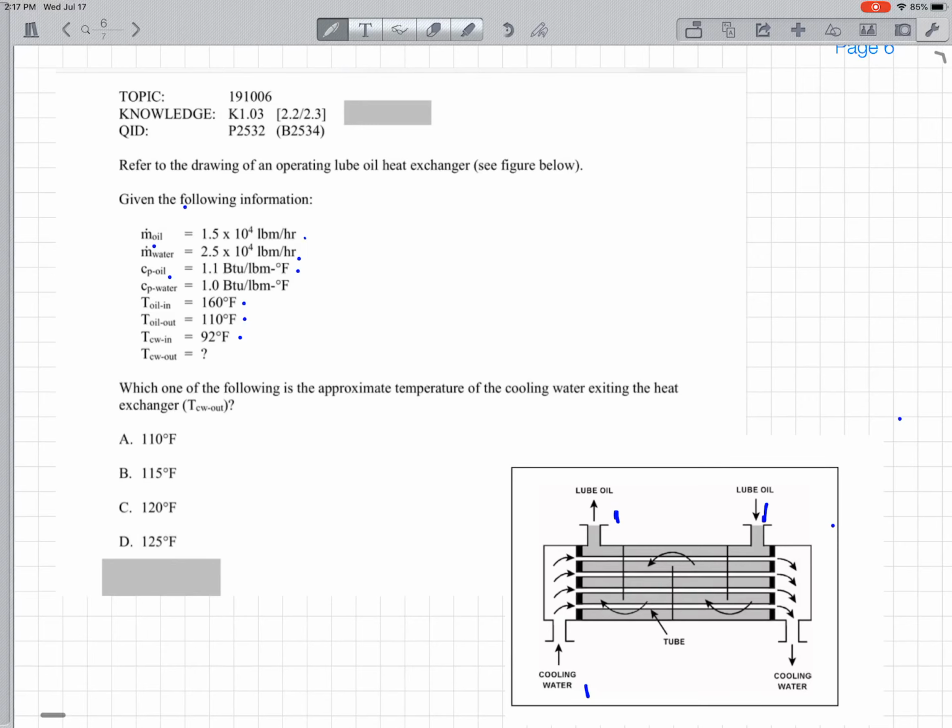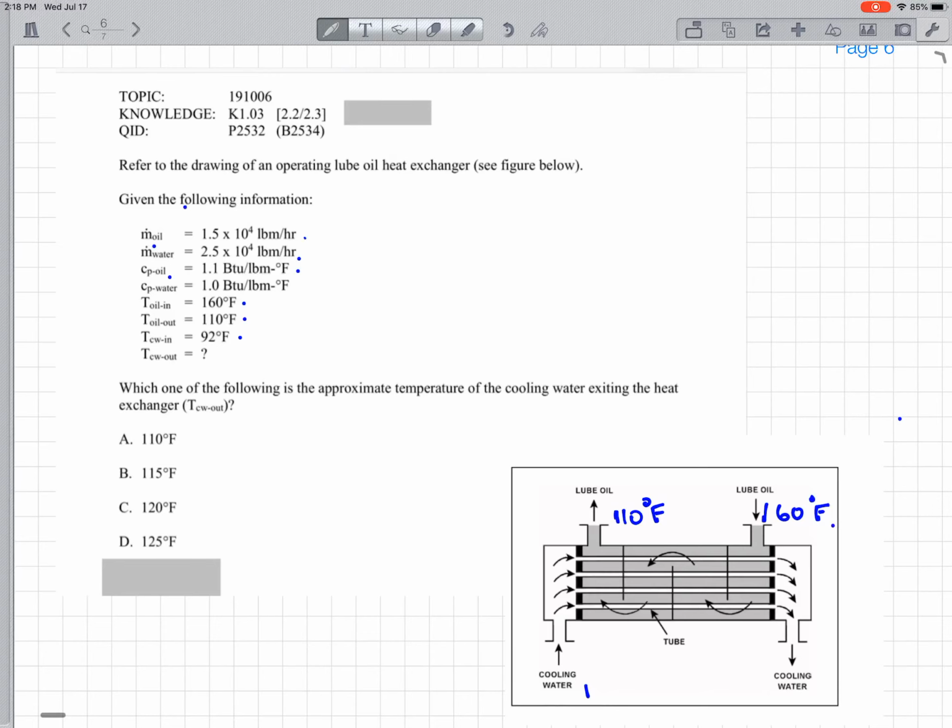Alright, temperature of the oil in is 160 degrees. It's getting cooled off to 110 degrees. So I'm going to go ahead and write that there. Lube oil coming in is at 160 degrees Fahrenheit. And the temperature of the oil coming out is going to be 110 degrees Fahrenheit. I'd recommend you do that as well.